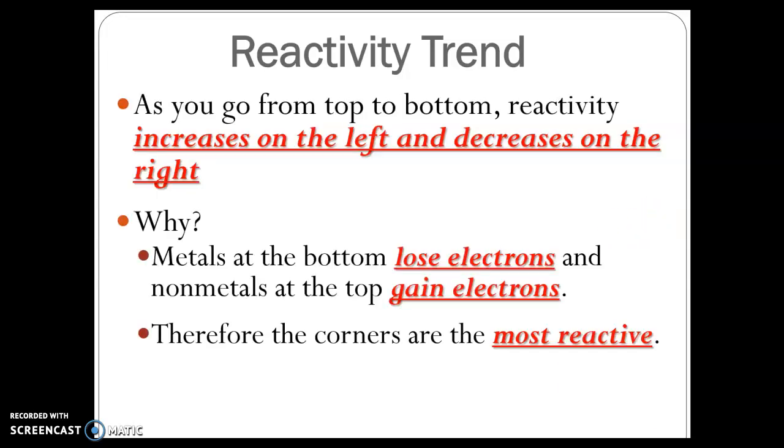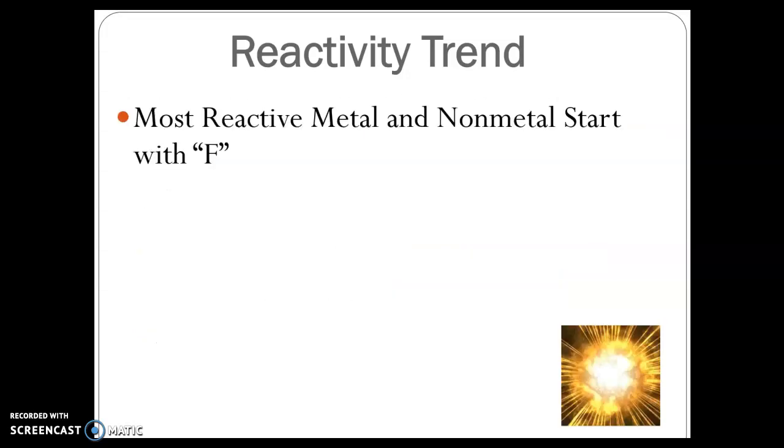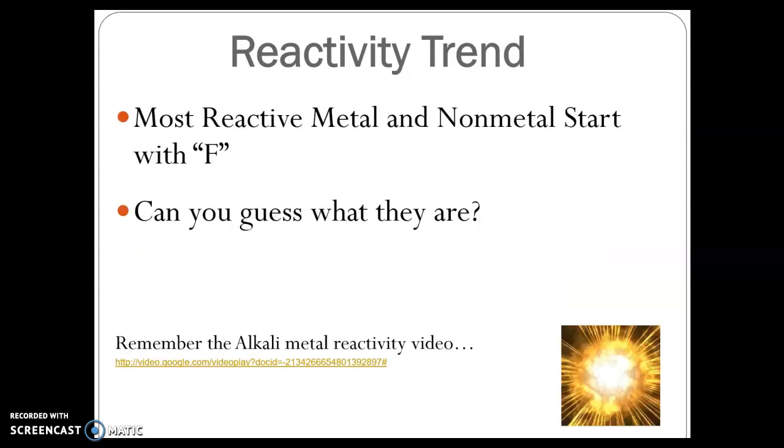As you go from top to bottom, reactivity increases on the left and decreases on the right. Metals at the bottom lose electrons, and nonmetals at the top gain electrons. Therefore, those corners are the most reactive. The most reactive metal and nonmetal start with F, and I want you to tell me where they are in class. Okay? All right.